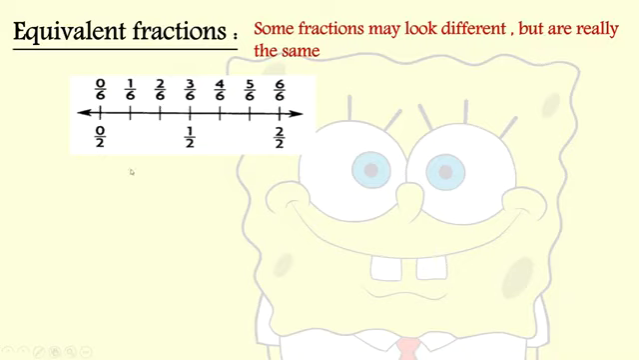If you look here at 1 over 2, or 1/2, it has the same distance from 0 as 3 over 6, or 3/6. So 1 over 2 and 3/6 have the same distance from 0 on the number line. That means 1/2 is equivalent to 3/6.